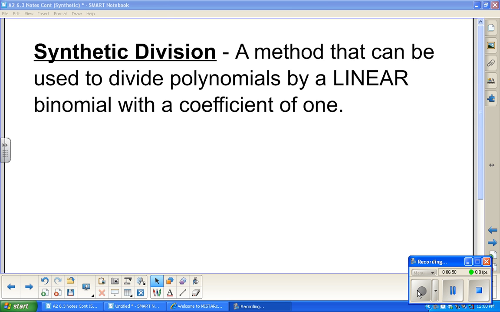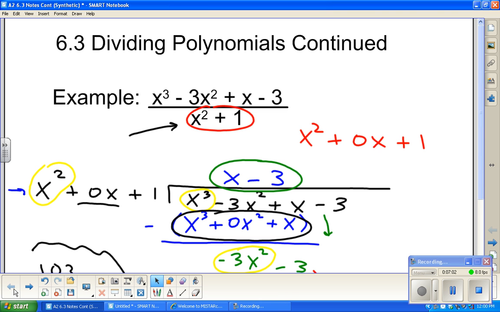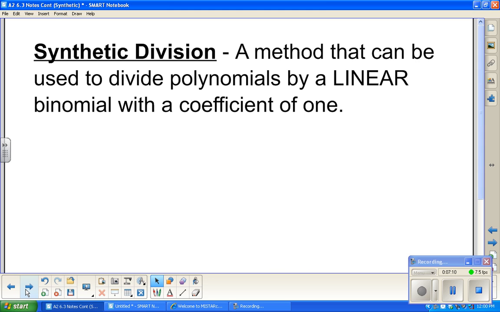So again, this is a method that can be used to divide polynomials, but it has to be a special type. You have to be dividing by something that's linear. Like the one we just did, when it was x squared in the bottom. This thing is not linear, this x squared plus 1. The new method wouldn't work. You're going to have to use long division on problems like that.